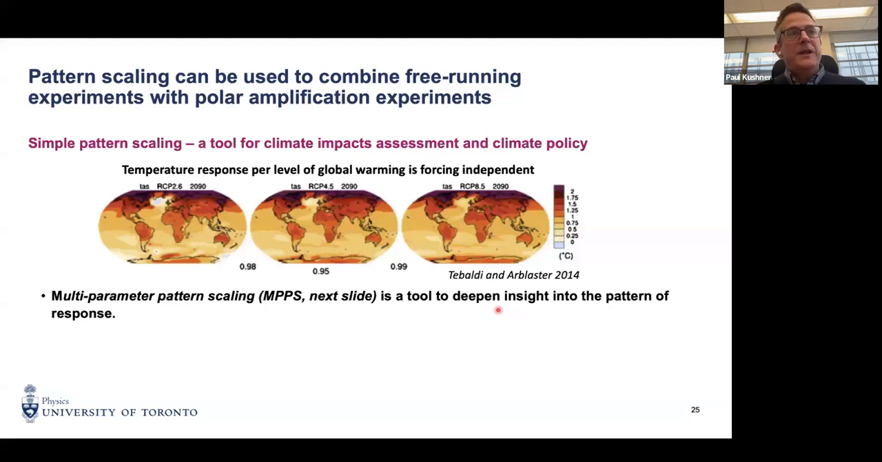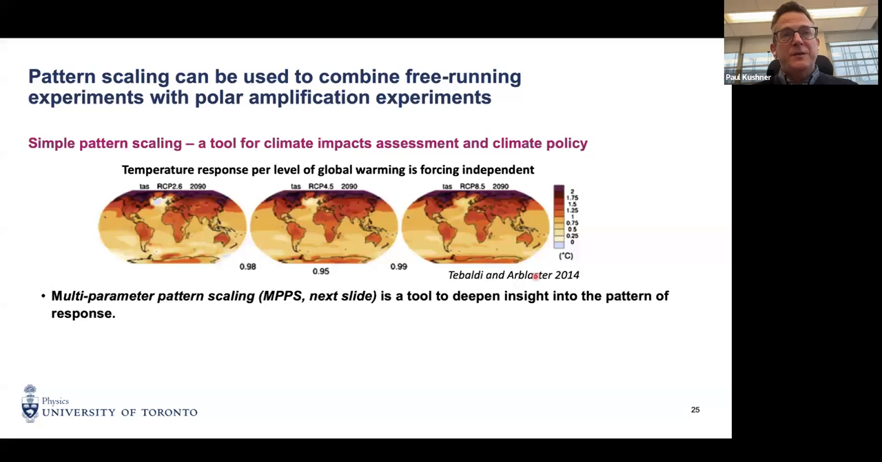So what I want to argue today is that there are approaches to correct for this and get more insight. What we've been doing for a few years, even before Mark's paper, was a pattern scaling approach. The idea of pattern scaling is simple: the regional responses across many variables in climate are, first of all, linear, and could be well characterized by the total level of warming in the global mean.